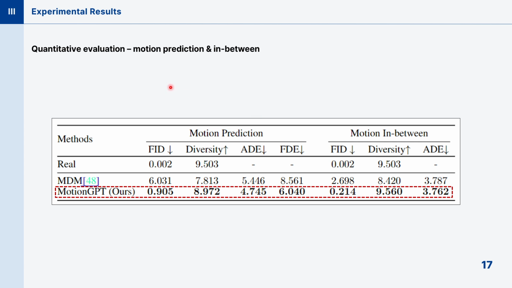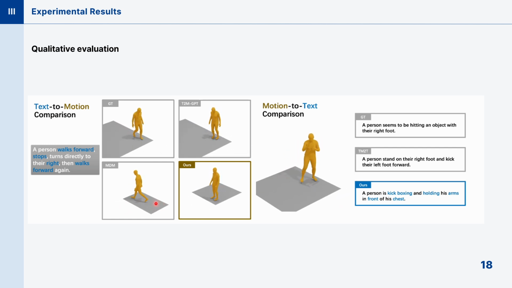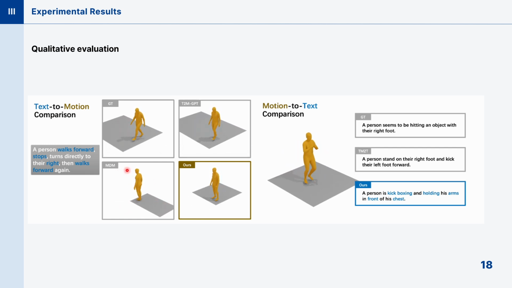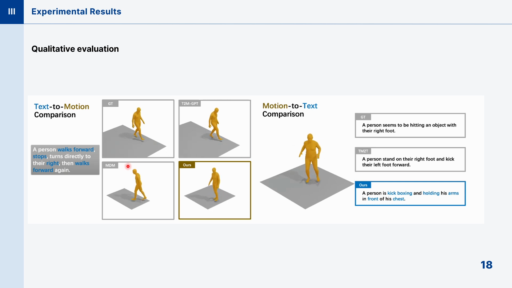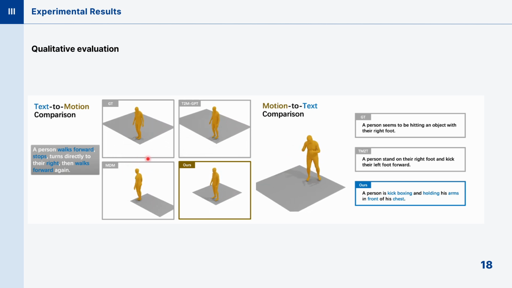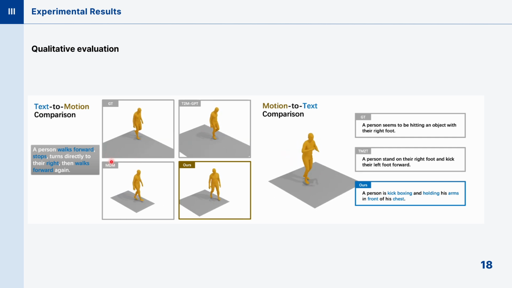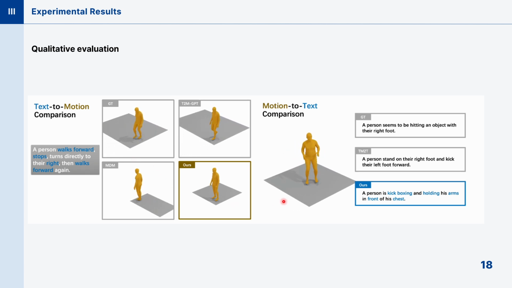And here is some comparison results on motion prediction and motion in between tasks. The qualitative evaluation demonstrates that MotionGPT can generate not only appropriate motions that reflect the semantics of text descriptions, but also generate specific text captions for a given motion.